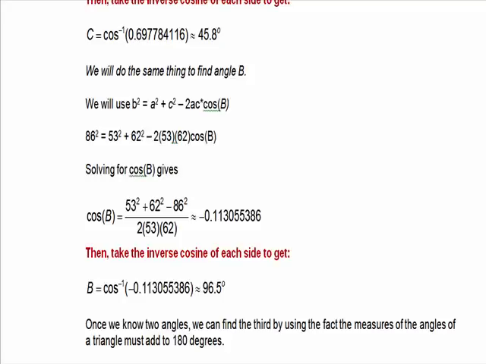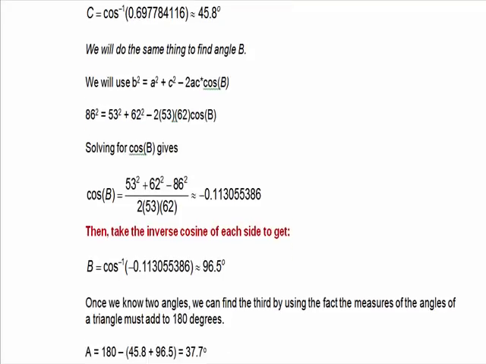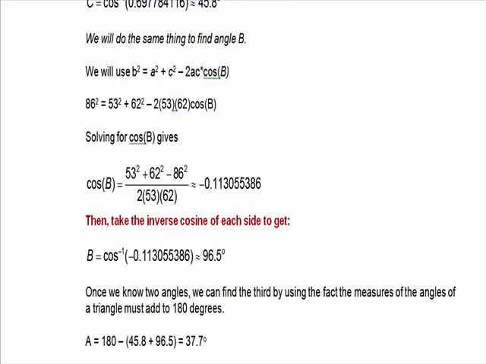Doing the same algebra I did before, I solve for cosine B, and I learned that cosine B is negative this time, negative 0.113055386. And again, I take the inverse cosine, and that's going to give me a 96.5 degree angle, which I would expect because cosine's negative, and remember, cosine's negative in quadrants 2 and 3. The only way I'm going to get a triangle is if my angles are all less than 180 degrees, because remember they all have to add up to 180 degrees. So that 96.5, the second quadrant answer, is exactly what I'd be looking for.